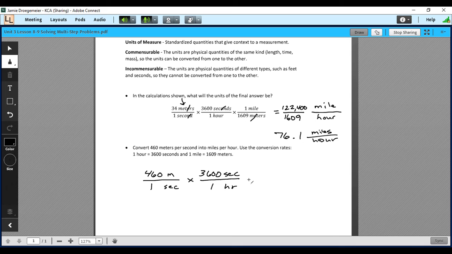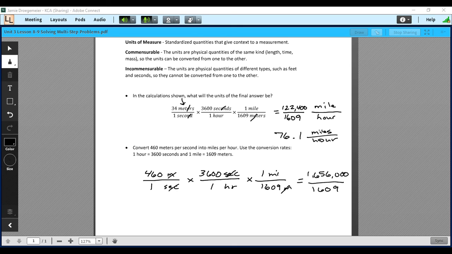And then again, there's 1 mile for every 1,609 meters. I need the miles to be in the numerator, so the 1,609 meters needs to be in the denominator. So my meters will cancel, my seconds will cancel, and I'll just be left with miles per hour. So we'll do our multiplication. Multiplying across, I get 460 times 3,600, that's 1,656,000. And we're going to divide that by 1,609.